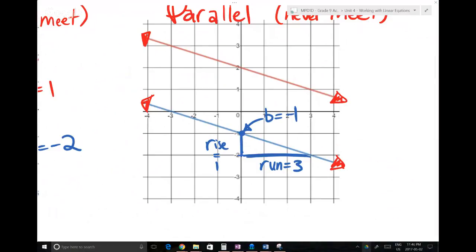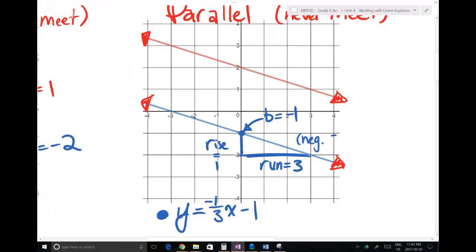So for this one, the blue line is going to give us an equation of y equals rise over run, so 1 over 3 x, and the y-intercept is negative 1. We have to note that this slope is descending, it's going down, so I have to make that negative 1 over 3. Negative because the slope is going down, so we could even say that it has a negative slope.